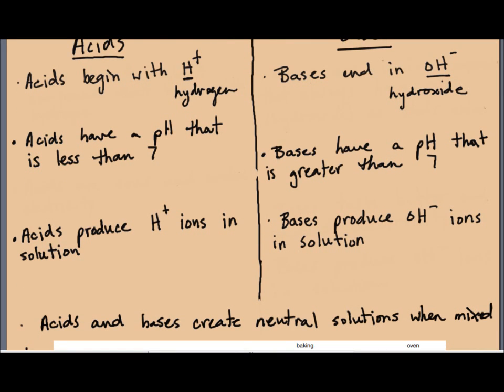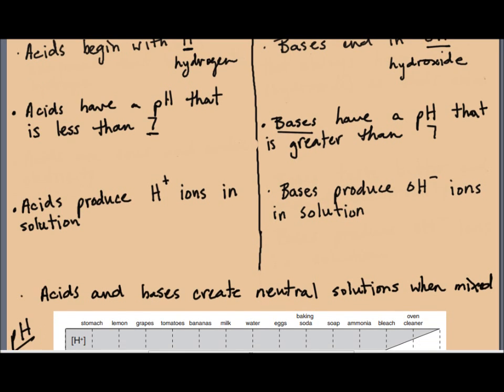I'm going to talk at the bottom about the pH scale, but one of the key identifiers of acids is that they have a pH lower than 7. So it's a scale of 1 to 14. Anything less than 7 is acidic, and bases, on the other hand, have a pH that's greater than 7. So anything higher than 7, we call that basic, or it's a base if it has a pH greater than 7.